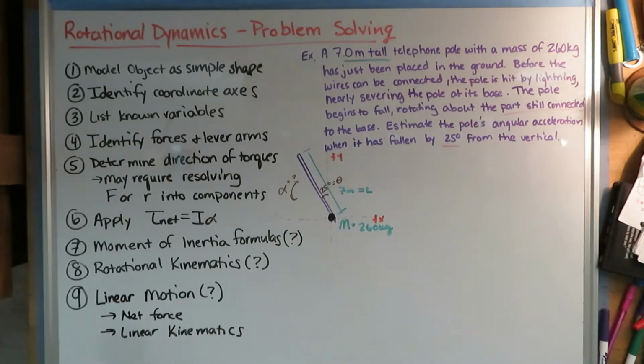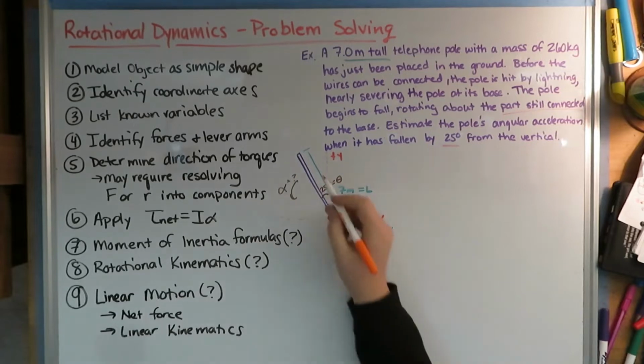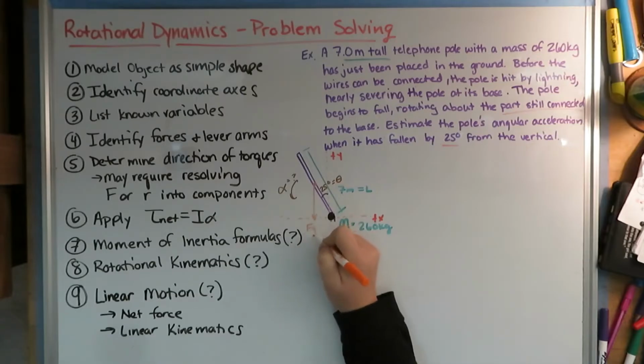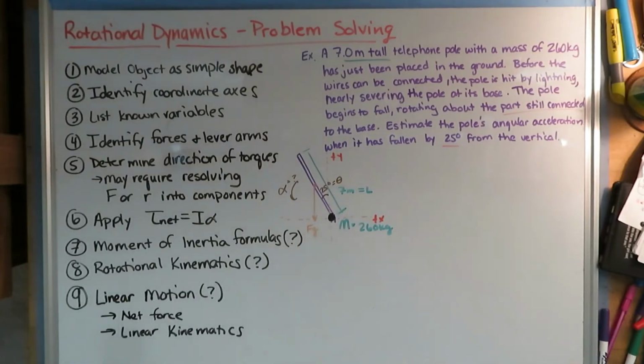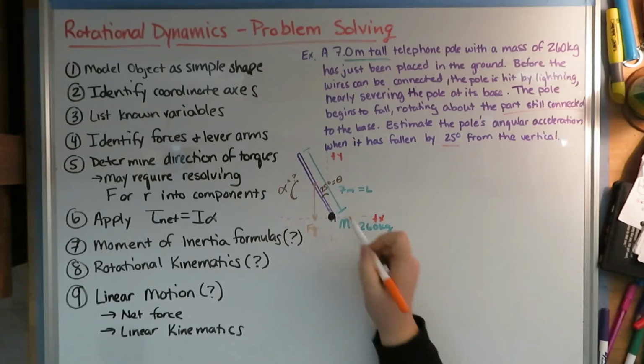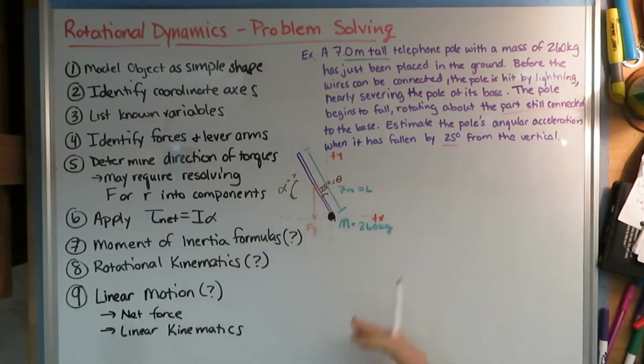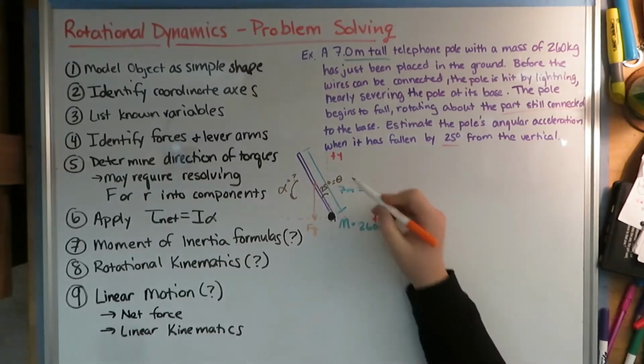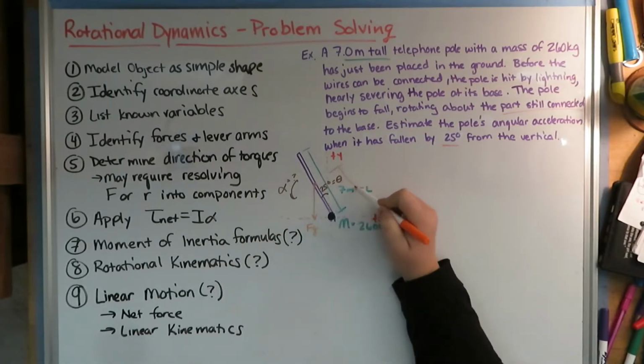I'm going to identify the forces and lever arms. There are several forces acting. The first force is obviously going to be the force of gravity. That force of gravity we assume acts straight down, and we assume that it acts at the center of mass of the rod. I am going to assume this is a uniform rod, so the center of mass of the rod is dead in the center. So that distance is going to be L/2.